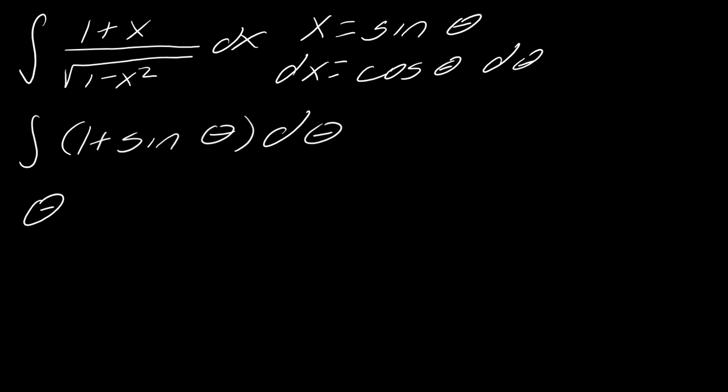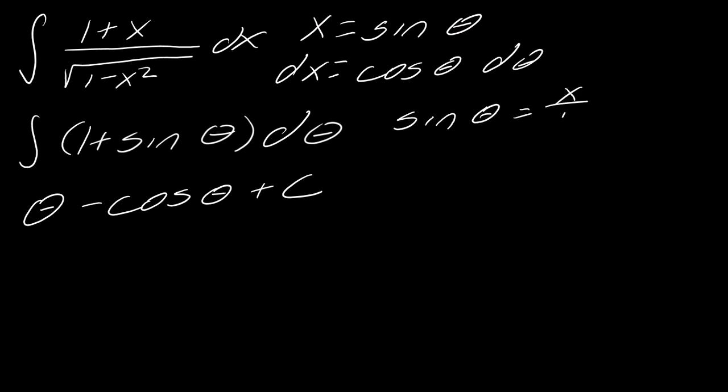So this will be theta minus cosine theta plus C. Okay, now from here I need to draw my reference triangle. So I'm going to use my original substitution. Let's view this as sine theta equals x over 1.